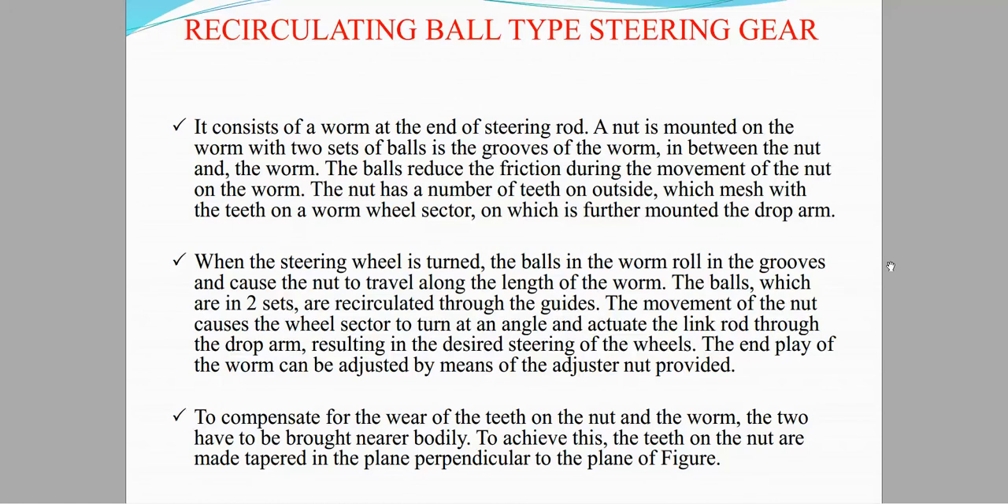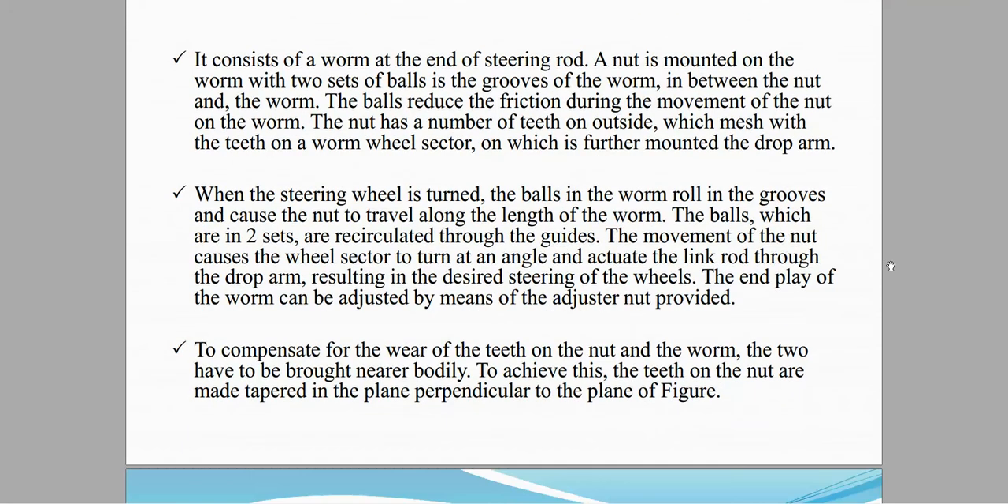To compensate for the wear of the teeth on the nut and worm, the two have to be brought nearer together. To achieve this, the teeth on the nut are made tapered in the plane perpendicular to the plane of the figure.